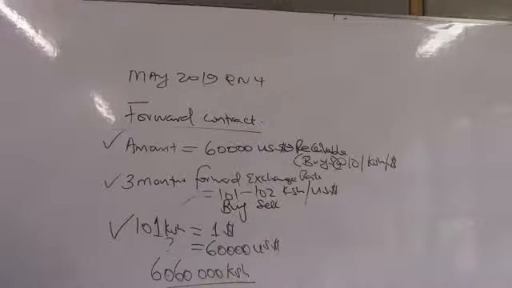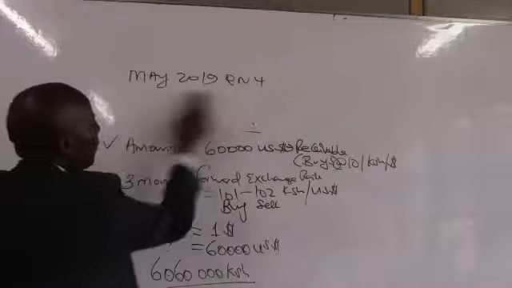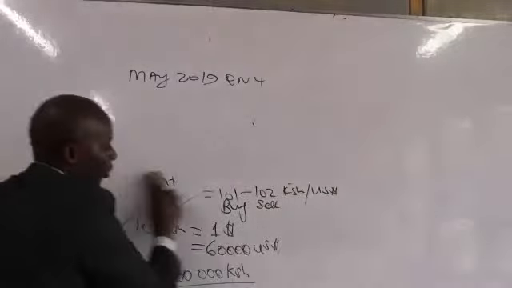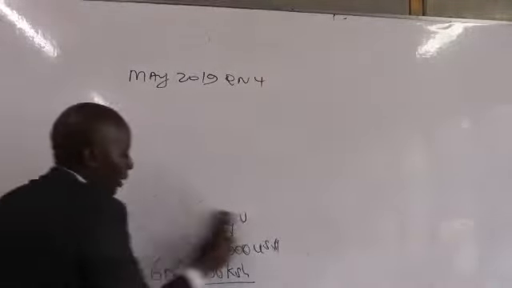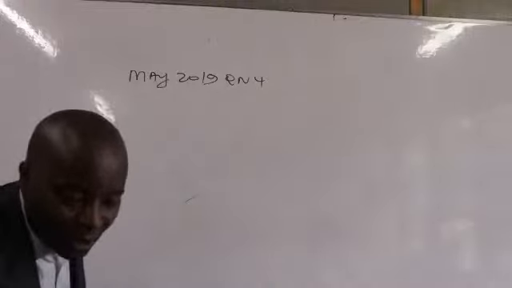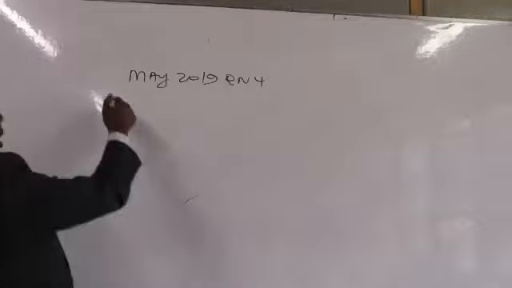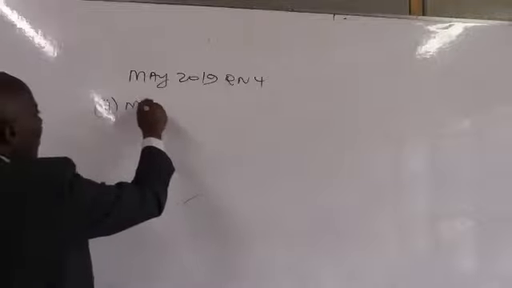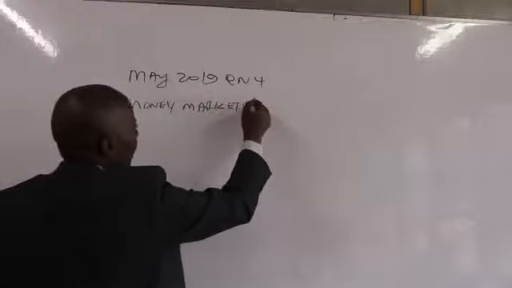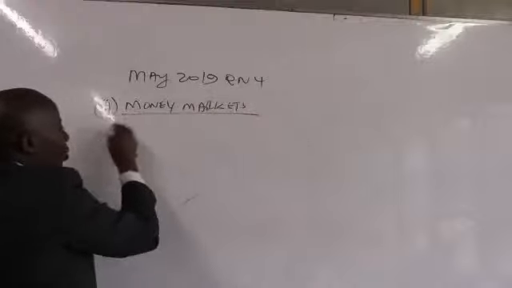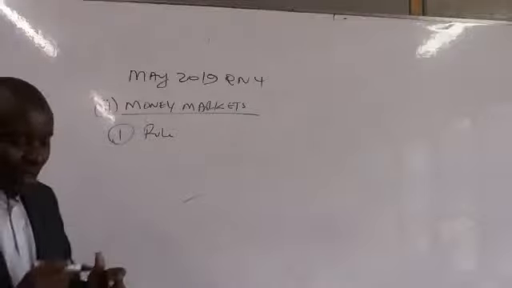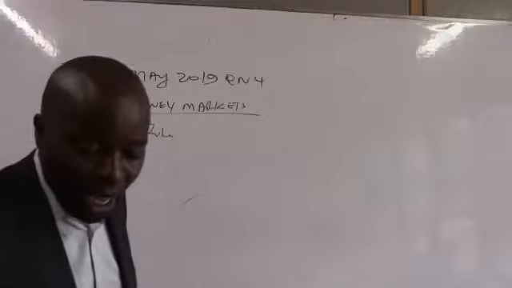Number 2, what are they talking about? Ladies and gentlemen, they are talking about money markets. Now remember, for money markets, we need to know the rule. Remember that the 60,000 is a receivable.